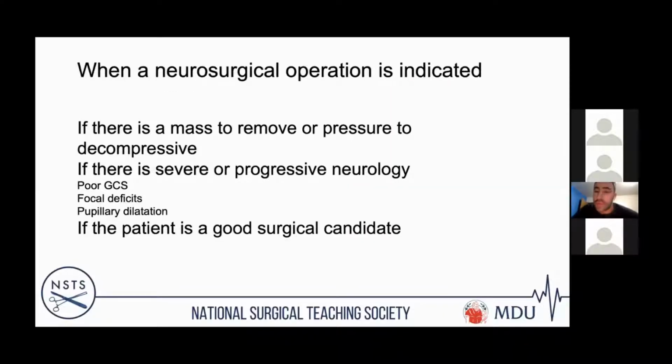So another key principle that's important is understanding when a neurosurgical operation would even be considered. And this is important because we get a lot of referrals in neurosurgery for patients which, if anyone had any basic understanding of neurosurgery, would realize this patient really isn't worth referring at all. So the first principle is if there isn't even something to remove or any pressure to decompress.